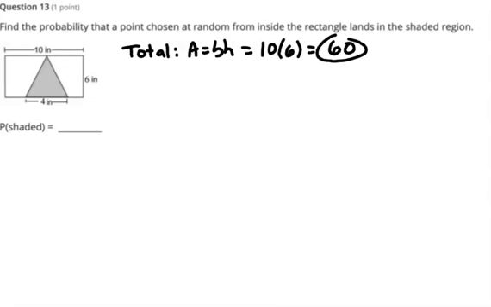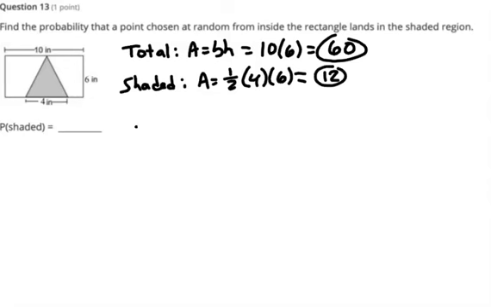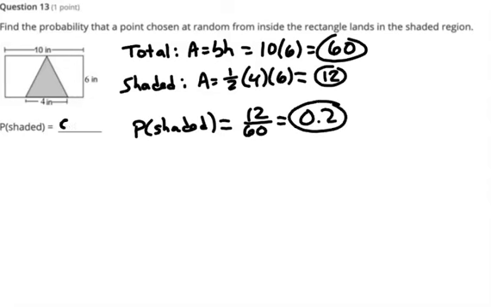That's an important number. The shaded part is 1/2 base times height, 1/2 times 4 times 6, and that's 12. That's an important number. To get the probability that we hit the shaded triangle, that would be 12 over 60, which should just be 20%. Okay, that'll do it for probability.